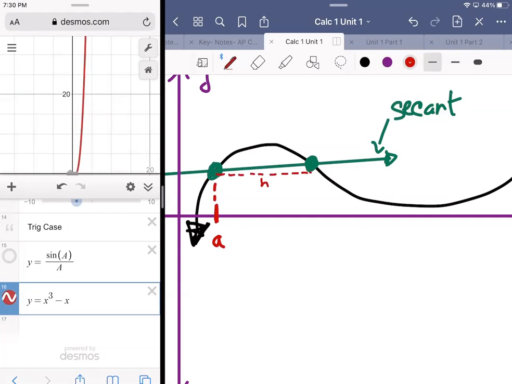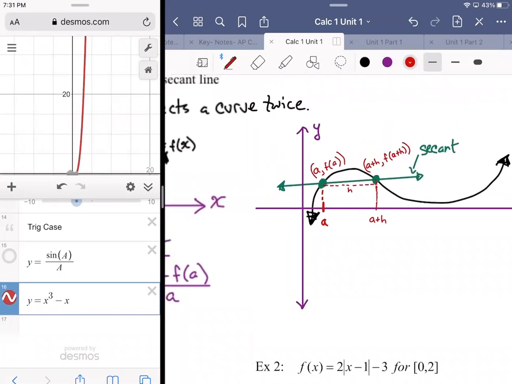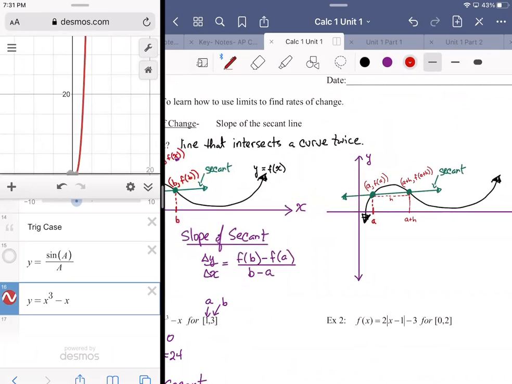So what we would end up with here is a new location, A increased by H. So if this point is A comma f of A, then this point would have to be A plus H comma f of A plus H. And as long as you have two coordinates, you can come up with your slope of the secant definition.